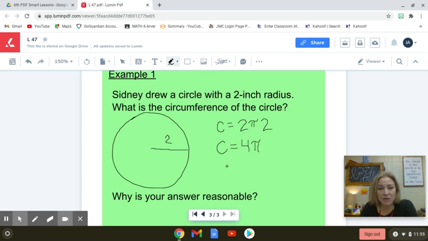So now in order to solve for the circumference of this circle, I have 4 times pi, which is, I'm going to write this out before I pause the video and do the actual math, but I have 3.14 times 4. My product will be my circumference. So go ahead and give this a try and unpause when you're ready to check.